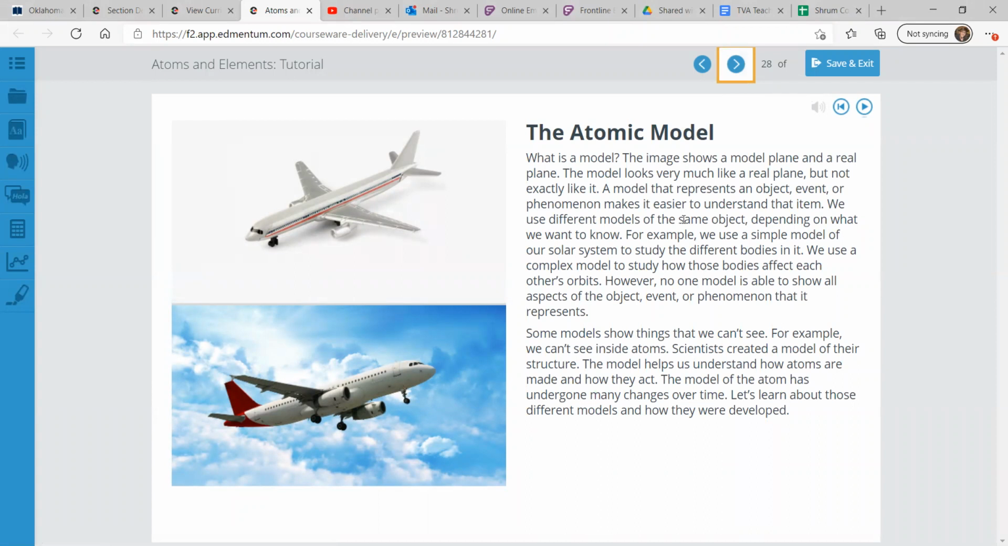So the image to your left shows a model airplane and a real plane. The model looks very much like a real plane, but not exactly like it. A model that represents an object, event, or some type of phenomenon makes it easier to understand that item. And we use different models of the same object depending on what we want to know. An example of this is we use a simple model of our solar system to study the different bodies in it. We use a complex model to study how those bodies affect each other's orbits.